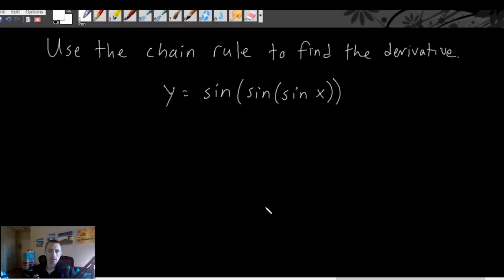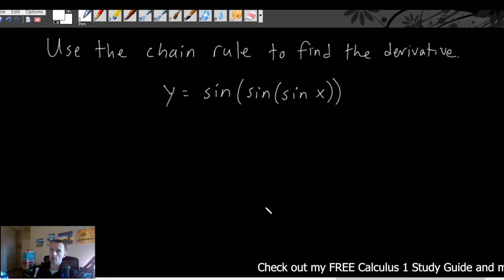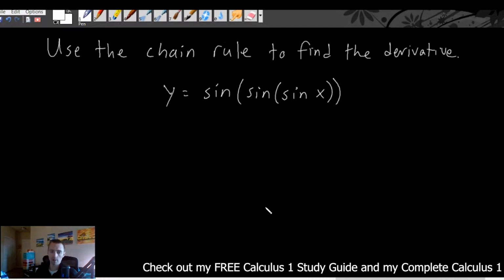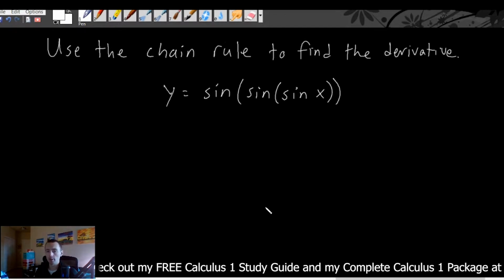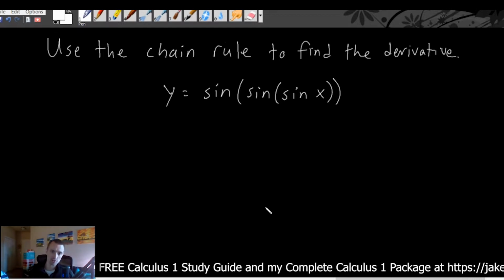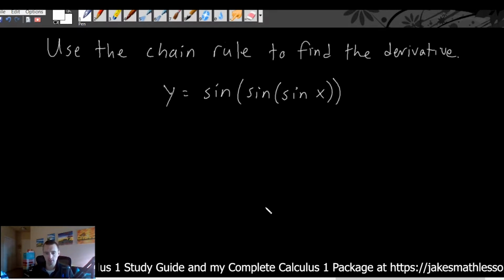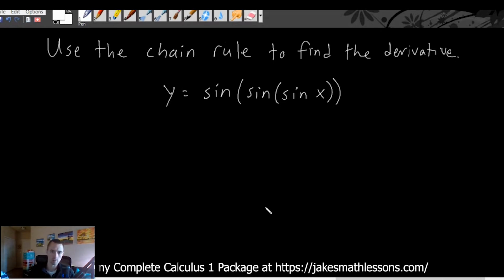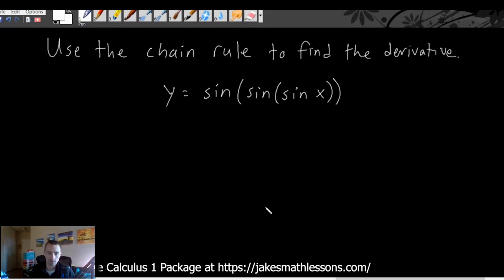So again, we're going to use the chain rule to find the derivative of this function, y equals sine of sine of sine of x. This is a pretty interesting example. It's still going to be able to be found using the chain rule because we have a composite function. But we have more than just a single inside function and a single outside function. We actually have three functions plugged into each other, basically like three levels of composite functions.